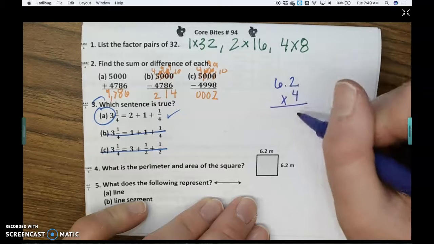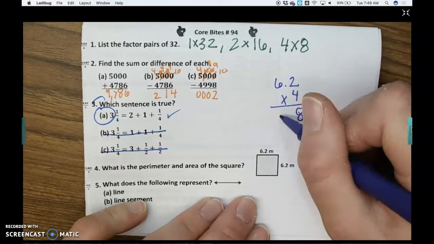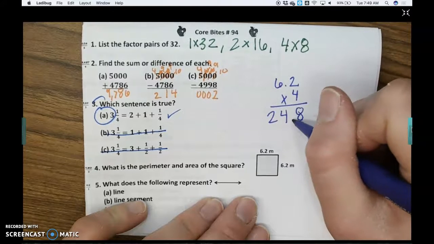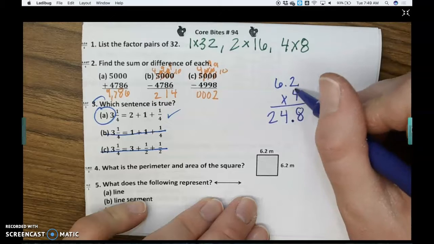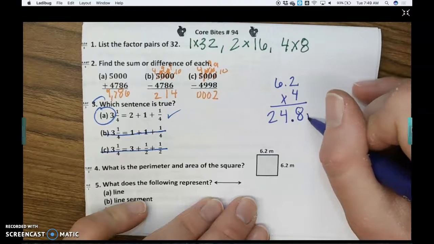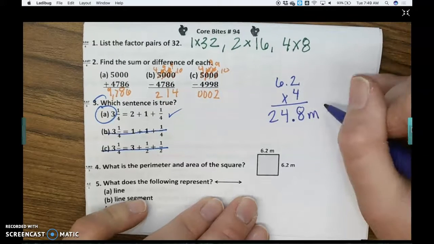So 4 times 2 is 8. 4 times 6 is 24. Bring over your decimal 1 spot because of right there, and then you have meters. So that would be your perimeter.